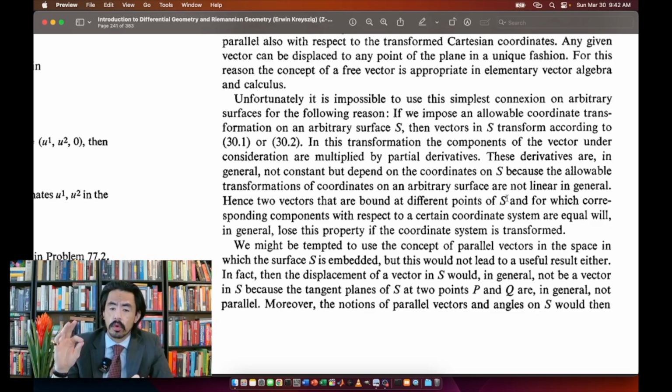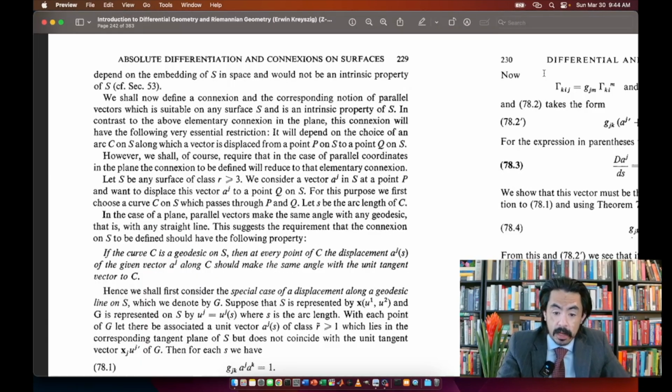This goes through the whole directional derivatives at any 2 different points. How do you define them? You have a whole pencil or bundle or tangent plane of all these different tangents that you could choose from. Which one's the end-all be-all directional derivative that you're going to work with that you would say is parallel to any other directional derivative at any other point on your surface? It's a very tricky thing to do a priori, right? Moreover, the notions of parallel vectors and angles on S would then depend on the embedding of S in space and would not be an intrinsic property of S.